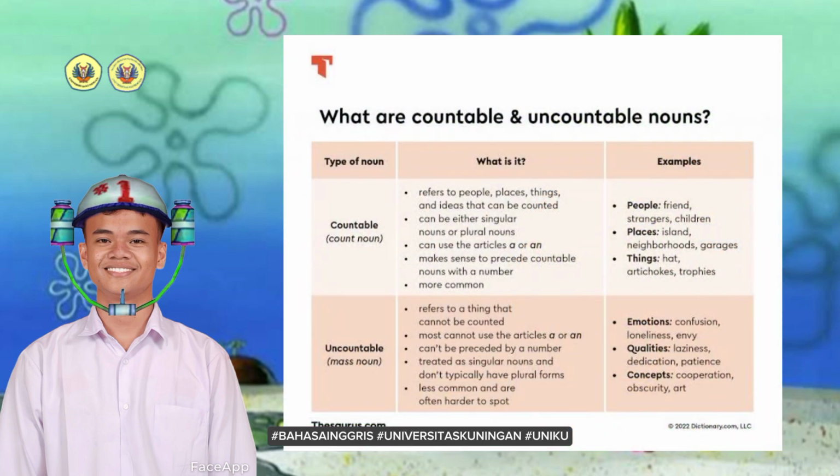Okay, we are moving on. The next one is countable and uncountable nouns. Countable nouns are things you can count individually, like apples or books. You can say 1 apple or 3 books. Uncountable nouns are things you cannot count individually, like water or music. You can't say 1 water or 2 music. They are usually measured or quantified in other ways, like a glass of water or some music. So, countable nouns can be counted, while uncountable nouns can't be counted in the same way.